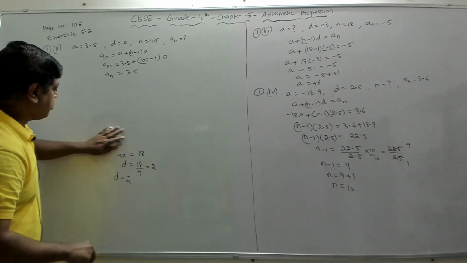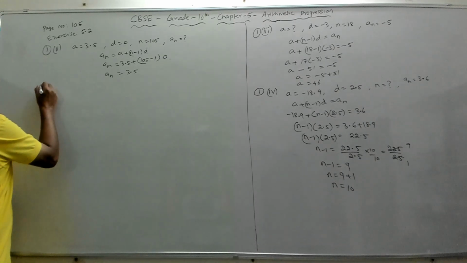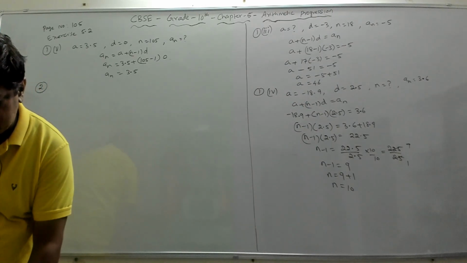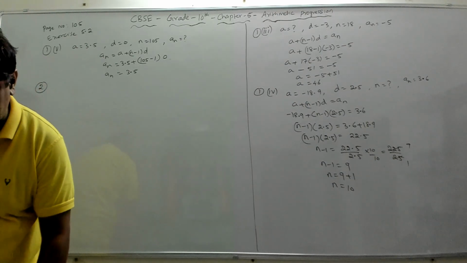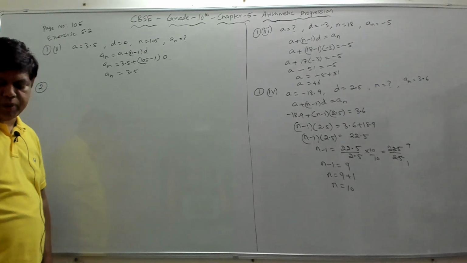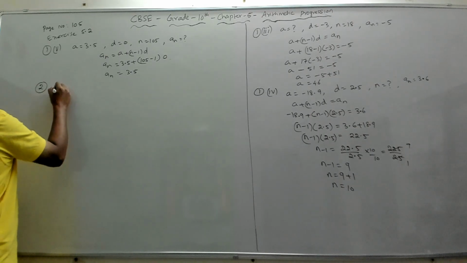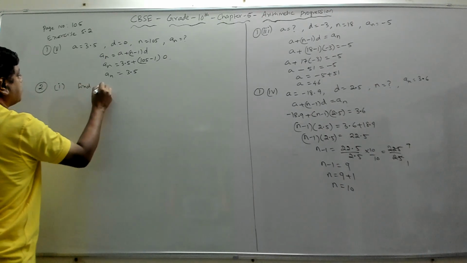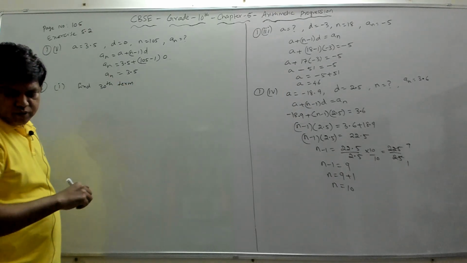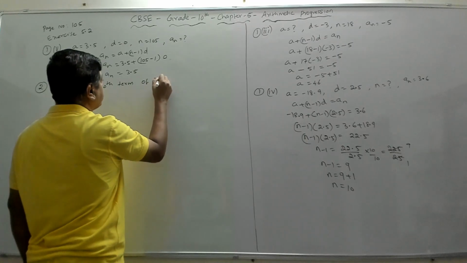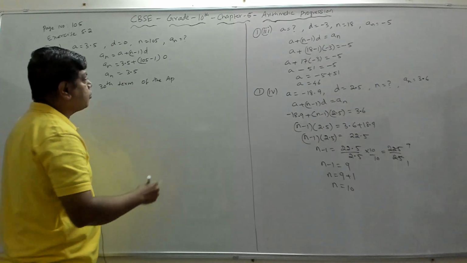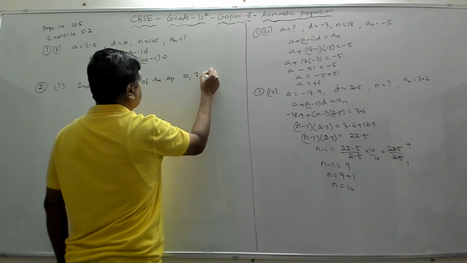Now we'll go to the second problem. So second question in the exercise 5.2, which is choose the correct answer or choose the correct choice in the following and justify. So we have to find the 30th term of the AP. The first question is find the 30th term of the AP. What is that? AP is 10, 7, 4 dot dot dot.